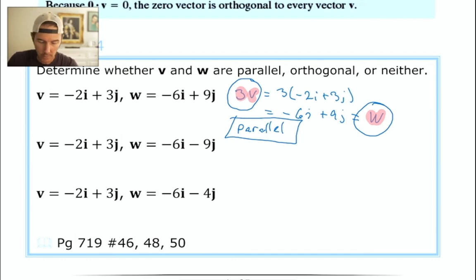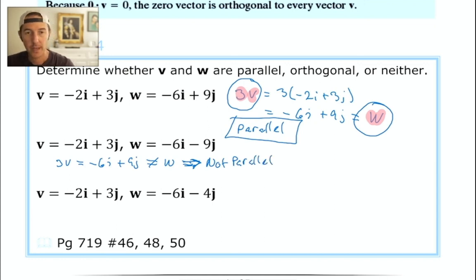And you could write a little note. 3v equals negative 6i plus 9j, which does not equal w. Therefore, not parallel. It's not a bad note to include. And then we need to try the dot product to see if they're perpendicular. So underneath that, see if you can fit in the dot product.